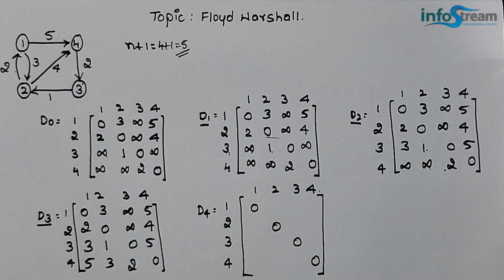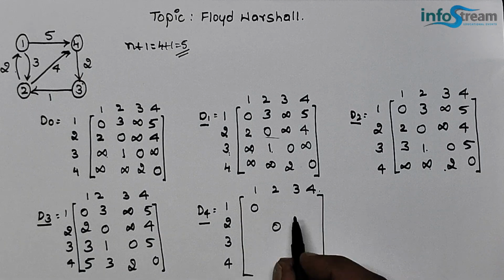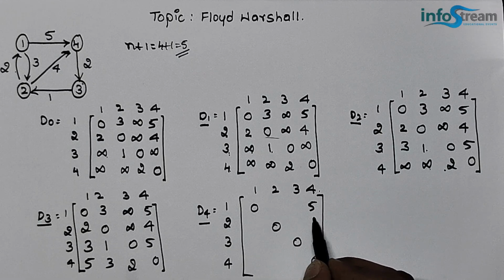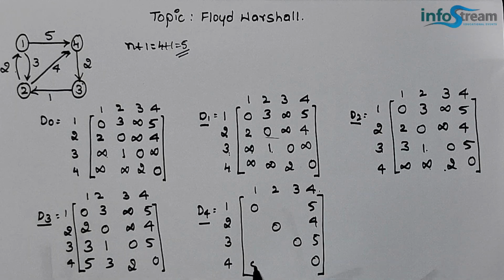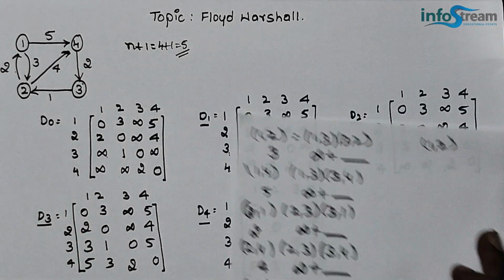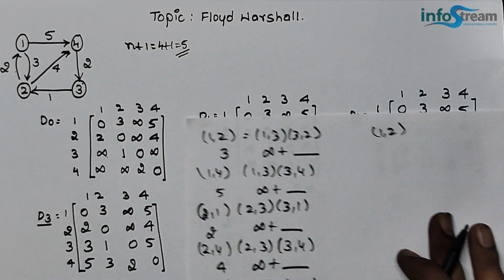We are left with only one matrix to solve the Floyd Warshall problem which has been given here. Now since it is the D4 matrix, you will be copying the 4th row and 4th column from the previous step itself. So the 4th column is 5, 4, 5, and the 4th row is 5, 3, 2. Now let's find the values. 1 comma 2. I need the value of 1 comma 2.